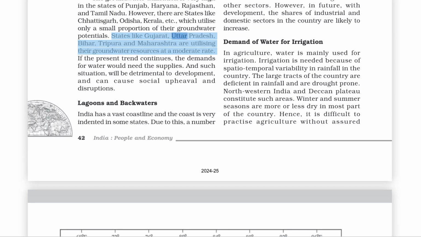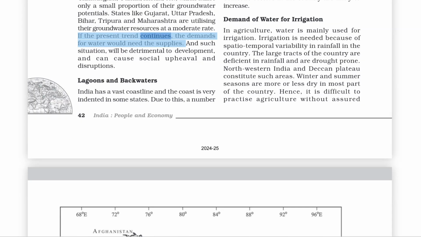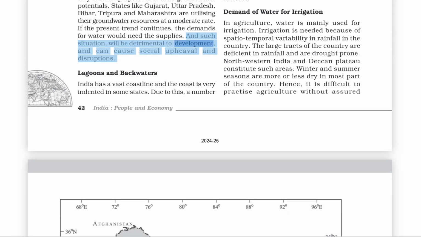States like Gujarat, Uttar Pradesh, Bihar, Tripura, and Maharashtra are utilizing their groundwater resources at a moderate rate. If the present trend continues, the demands for water would exceed the supplies. And such a situation will be detrimental to development and can cause social upheaval and disruptions.